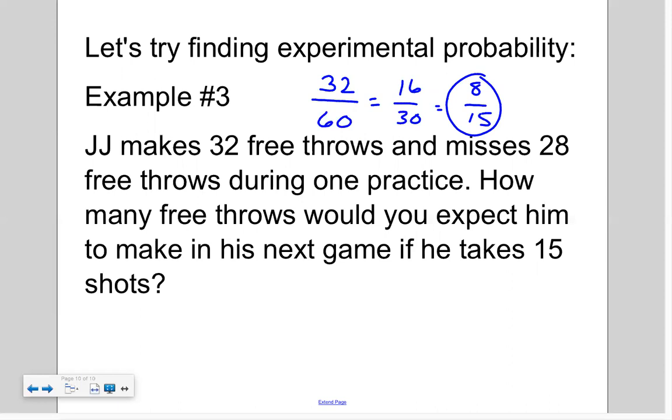What we can do is take our experimental probability and multiply it times the number of shots, because we're looking for this portion out of his total number of shots. Now, if he had taken 20 shots, we would have ended up with some kind of decimal, and we'd have to round it up or down, depending on the situation. But in this case, 8 15ths times 15 shots, our best guess would be that he would make 8 shots based on the experimental probability.